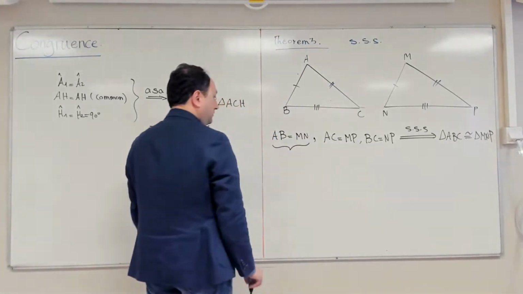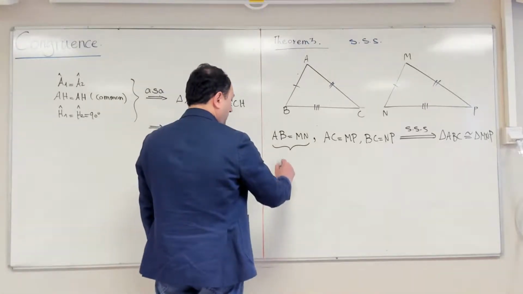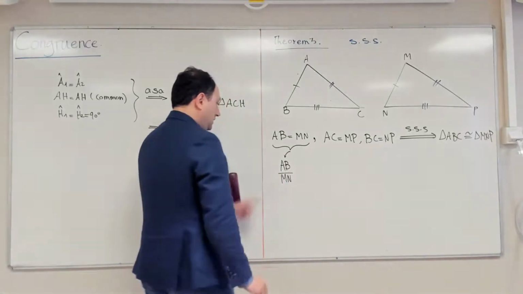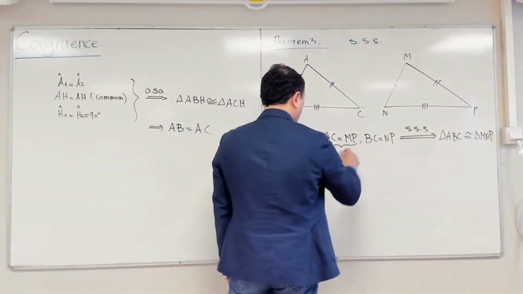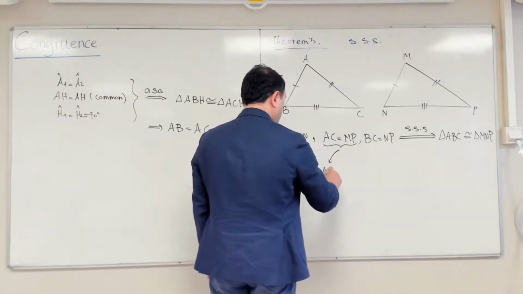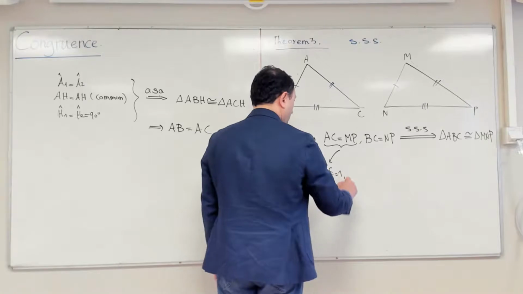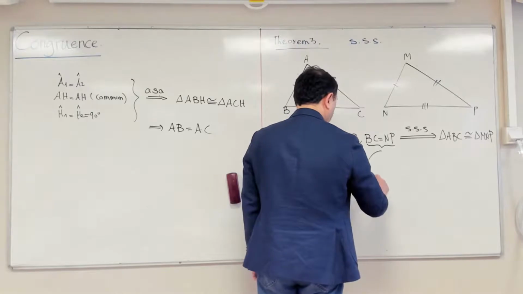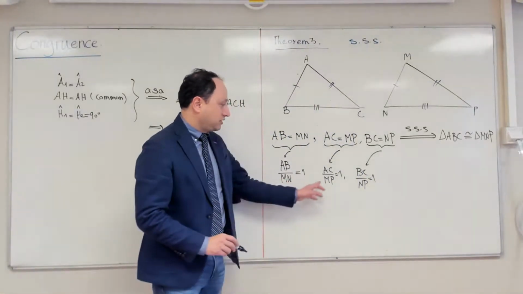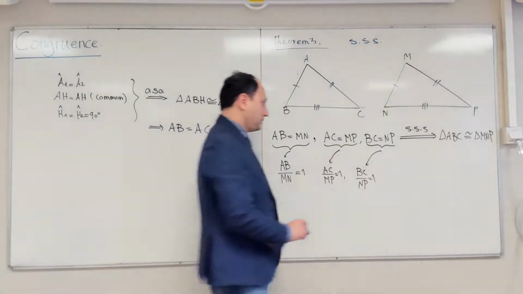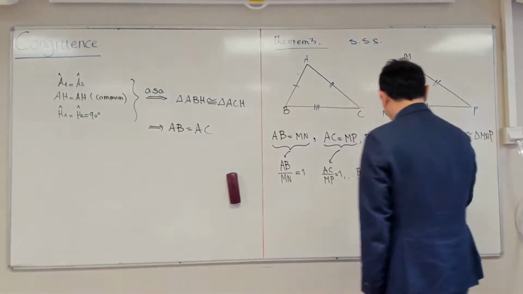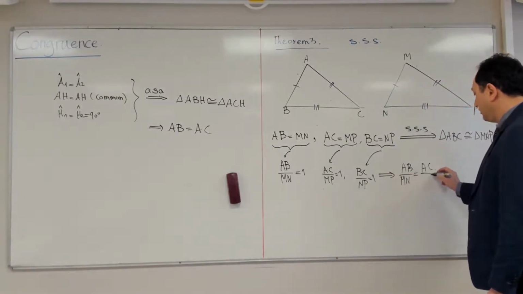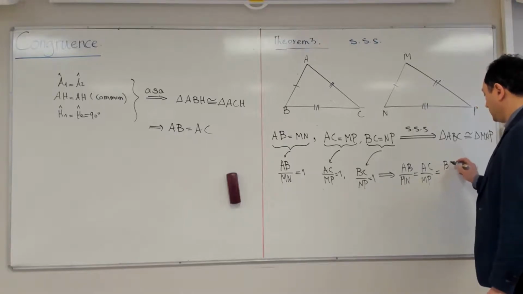If I give you this piece of information, which I have already given to you, can you tell me what is AB over MN as a fraction? What is this? It's 1. And then what can I conclude about this ratio? It's 1 again. So AC over MP is equal to 1. And then I can conclude the same thing here. BC over NP is also equal to 1. But now I know that three fractions, all of them are equal to 1. So it means that all of them are also equal to each other. So AB over MN is equal to AC over MP, and it is equal to BC over NP.